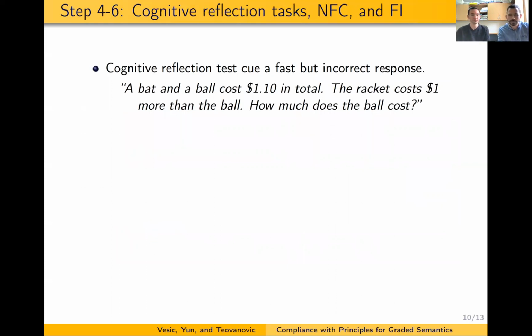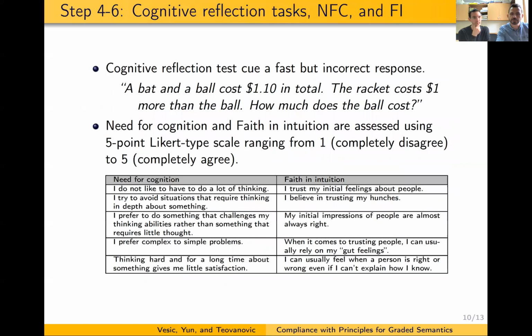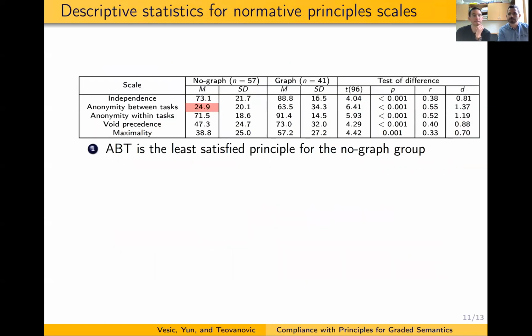We had those cognitive measures. The first one was the cognitive reflection test, and this is a typical task from this test. It triggers participants to provide an intuitive but incorrect answer. We also had those 10 statements, and participants were asked to state their agreement with them using a 5-point Likert scale, and you can see those on the graph. So those are results, and let us talk about principle compliance.